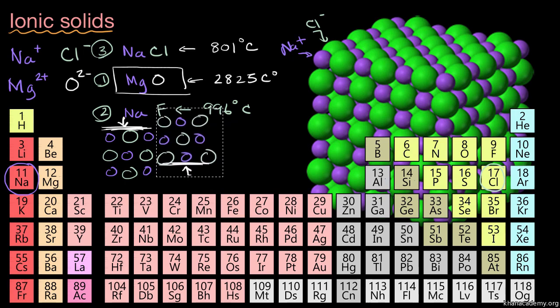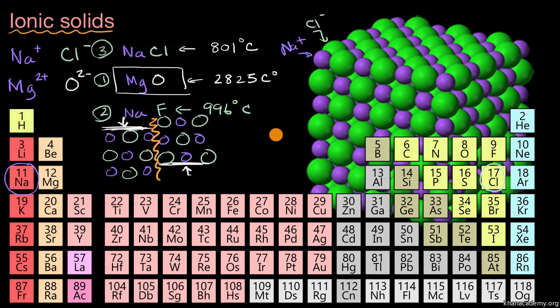Well, when I get right about there, all of a sudden, not only have I broken the lattice, but the negatives are next to the negatives and the positives are next to the positives. And so it's not just going to bend and be malleable like a lot of the metals we've seen. It's just going to break. So even though it's going to be hard, it is going to be brittle.